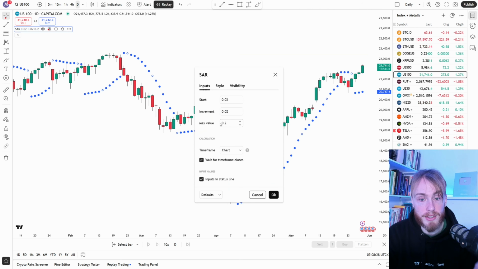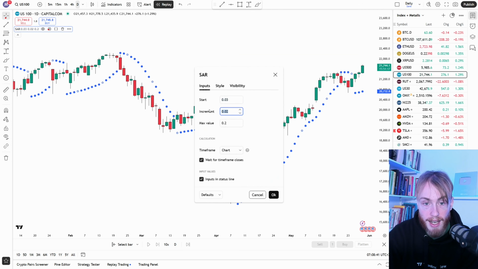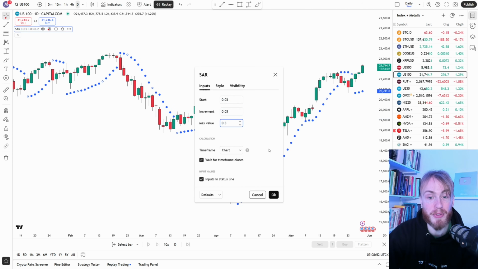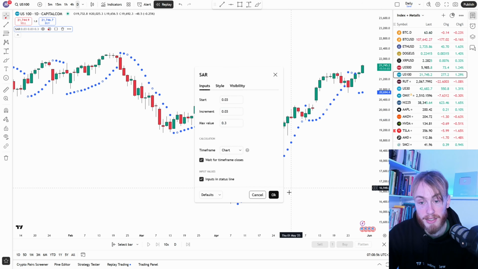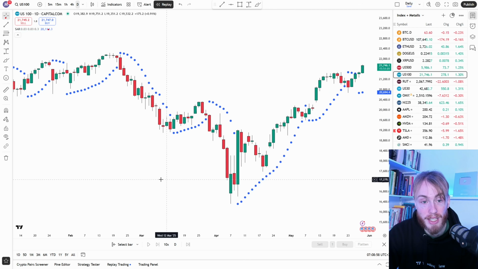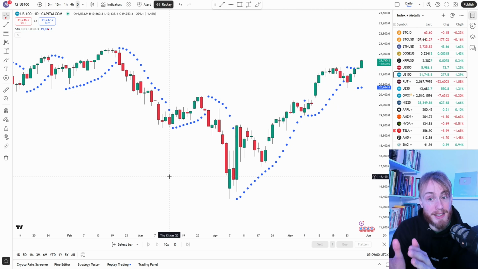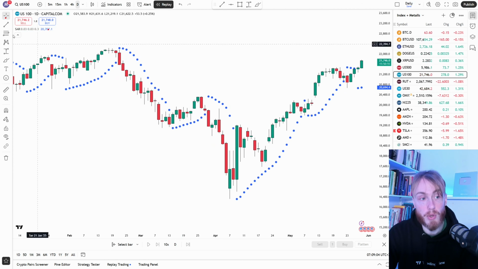So let's go back here to the settings tab. Using a setting of 0.03 for both the start and the increment here, so 0.03, 0.03, and the max value to 0.3 as well, will make the signals much tighter. You can, for example, see that if we press OK here, the bands will be much tighter here. And this can be very good if you want to catch shorter term moves.